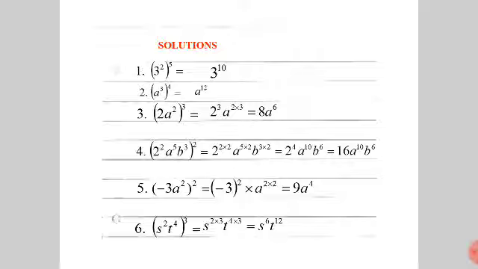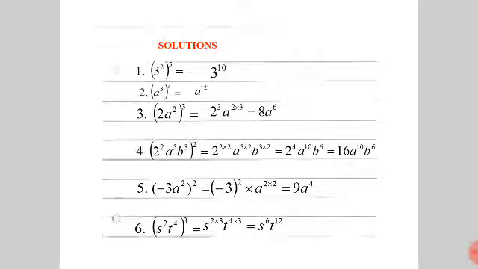2a square a power 5 b power 3 the whole square: 2 square into 2 a power 5 into 2 b power 3 into 2. 2 power 2 twos are 4, a power 5 twos are 10, b power 3 twos are 6. We get 2 power 4, 16, a power 10, b power 6.